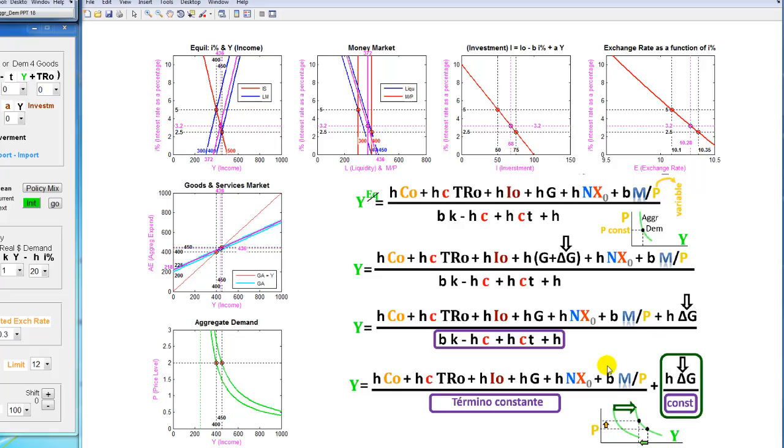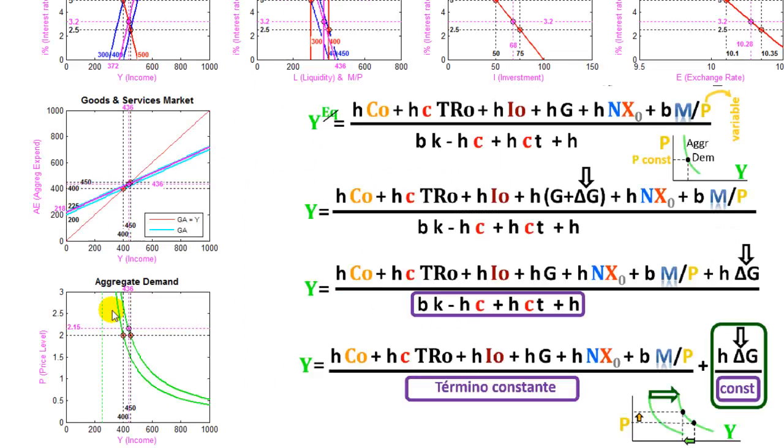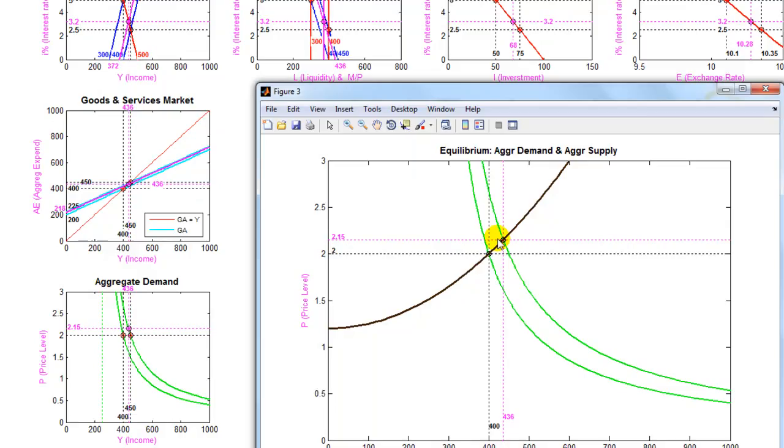And finally, when P increases, then we don't have a shift of the curve, but we move along the curve. So when we increase the price level, then we pass from this point along the aggregate demand curve up to this point. So we are going to see a point about here. Okay, and then this is the result that we finally get in the short run.